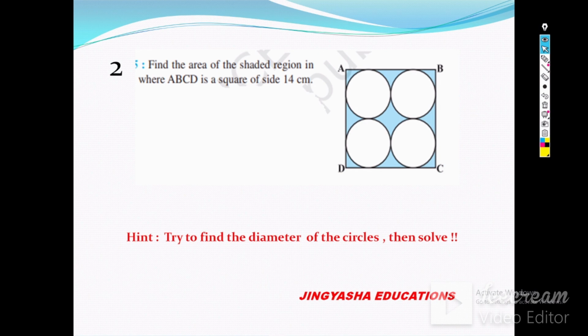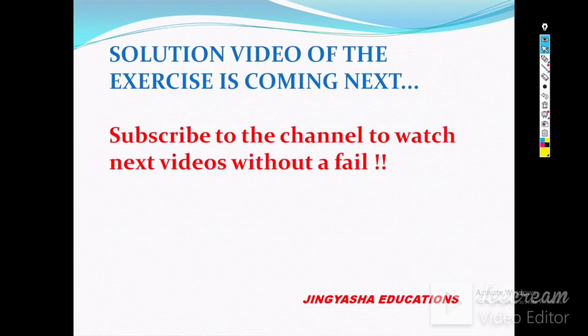Now you can just find out what the single diameter can be, what the radius can be then, and what the area of a single circle can be. Then you can find out the area of all the 4 circles and just subtract the area of the circles from the area of the square. So that's it, and you will get the area of the shaded part.